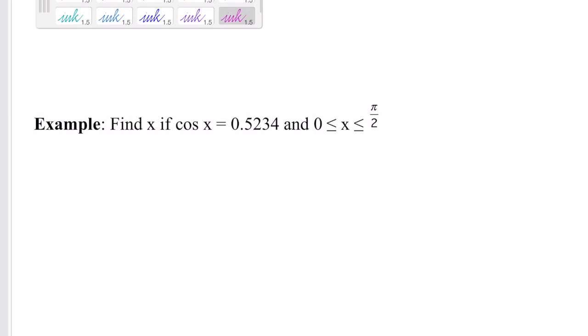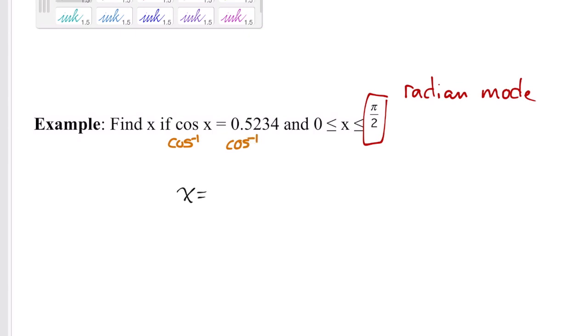So then our very last one that we're going to look at, they give us a decimal, so because they give me this decimal, I know I'm going to need to use my calculator. We're trying to find x where the cosine of x equals 0.5234. And notice here that this has a pi over 2. So in your calculator, you want to make sure you're in radian mode, or this isn't going to work out for you. So we want radian mode. Then, in order to get rid of the cosine, I'm going to do the inverse cosine, the cosine to the negative first, arc cosine. So x is equal to cosine inverse of 0.5234.